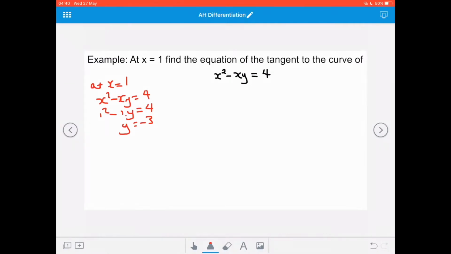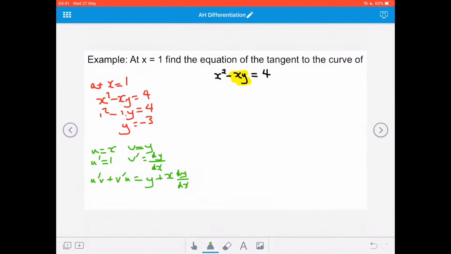So we're going to look at that xy term using the product rule. So we're going to let u equal the x, and we're going to let the v equal the y. So u prime is going to equal 1, and v prime is going to equal dy by dx. So u prime v plus v prime u, substituting those values in, is going to give us 1 times y plus x times dy by dx.